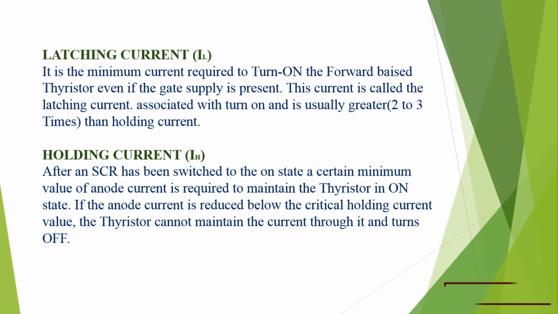From this, it is clear that once the thyristor is turned on, the gate supply loses its controlling capability. That means to turn on the thyristor, we require gate supply, but we cannot turn off the thyristor with the help of gate supply. To turn it off, you have to reduce the anode current below the holding current.